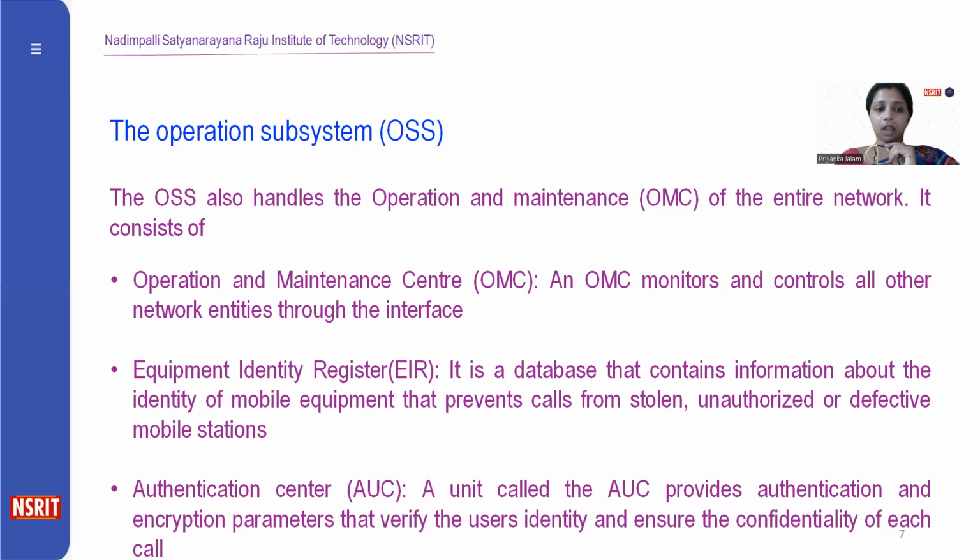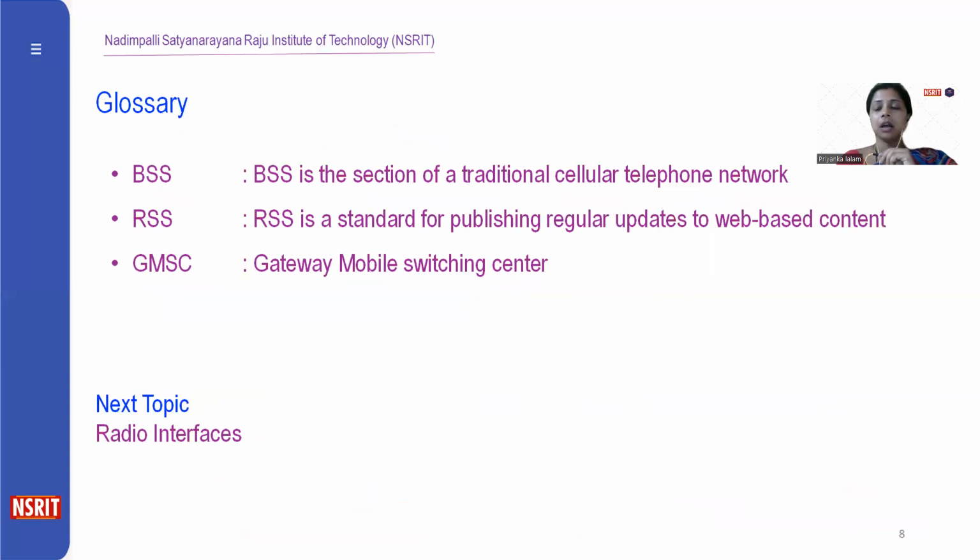And coming to the AUC, known as the Authentication Center. A unit called AUC provides authentication and encryption parameters that verify the user's identity and ensure the confidentiality of each call. So this is authentication, as the name itself says. It provides the encryption parameters for the security of the user's identity. So that will ensure confidentiality of the user's calls and messages. This is the overall architecture of GSM.